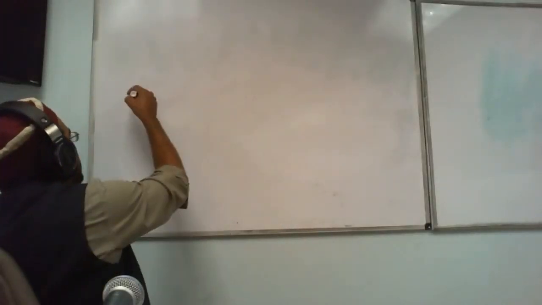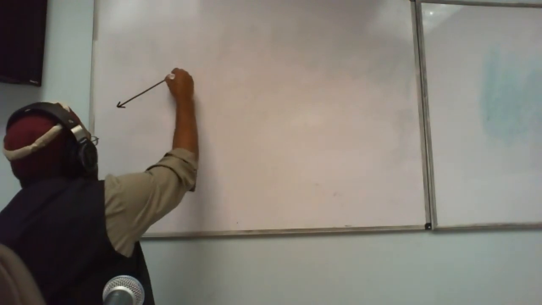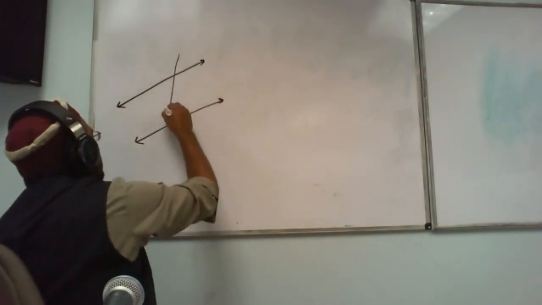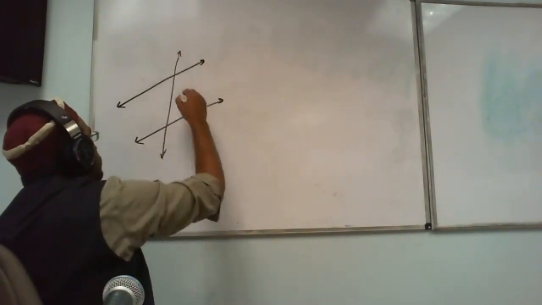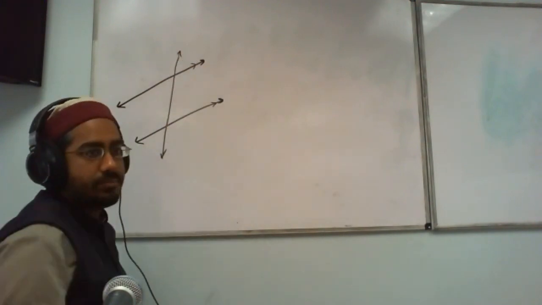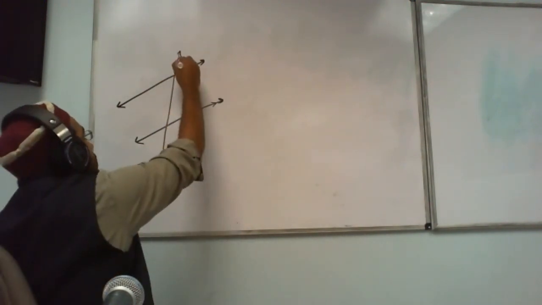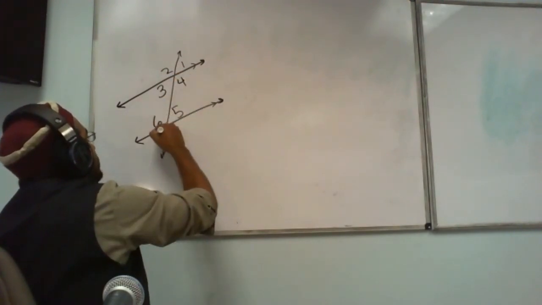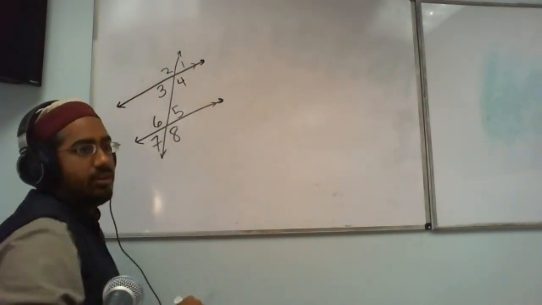Right. So let's look at it. We have these two lines, maybe cut by this transversal like this, right? Again, these two are parallel lines, so I'm going to put a little parallel symbol here. Okay. So I know that this is 1, 2, 3, 4, 5, 6, 7, 8. I think you guys can see that.